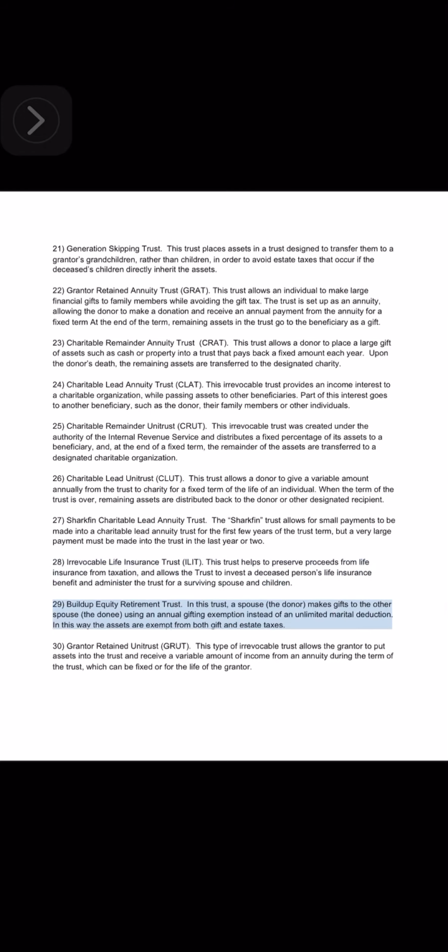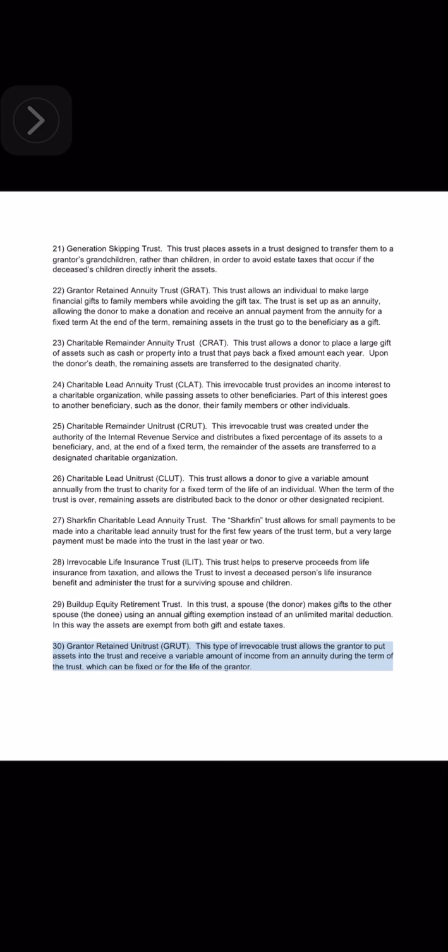29. Build Up Equity Retirement Trust. In this trust, a spouse, the donor, makes gifts to the other spouse, the donee, using an annual gifting exemption instead of an unlimited marital deduction. In this way, the assets are exempt from both gift and estate taxes.